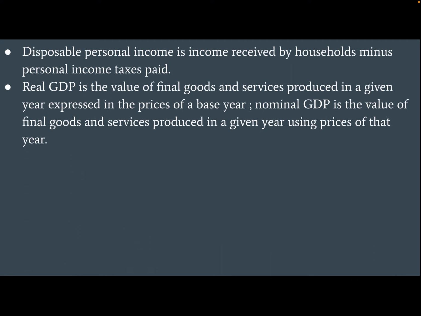Disposable personal income is income received by households minus personal income taxes paid. Real GDP is the value of final goods and services produced in a given year, expressed in the prices of a base year. Nominal GDP is the value of final goods and services produced in a given year using prices of that year.